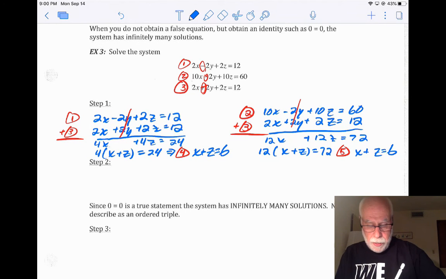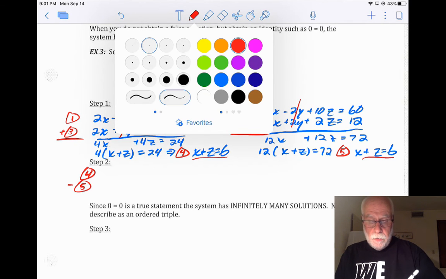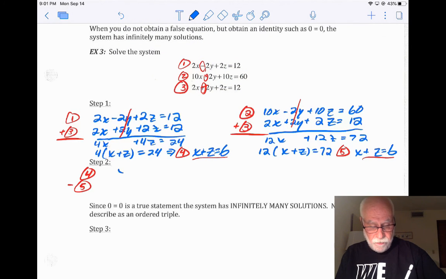So on step 2, now look, I have x plus z is equal to 6. I have x plus z is equal to 6. So I could either multiply one of them by a -1, or you can realize that the same thing you're going to do is you're just going to take 4 and subtract 5. So if I take 4 and I subtract 5, I'll have x plus z is equal to 6. And then again, I'm saying I'm going to subtract the whole thing.